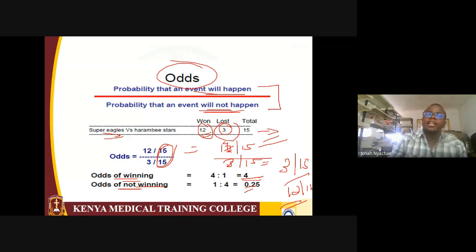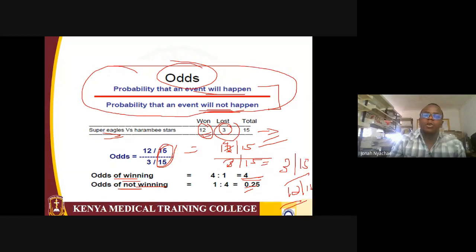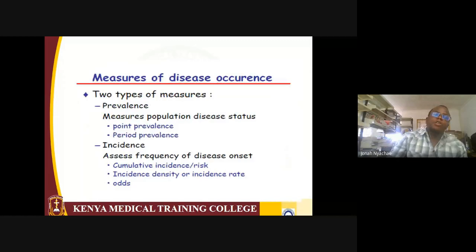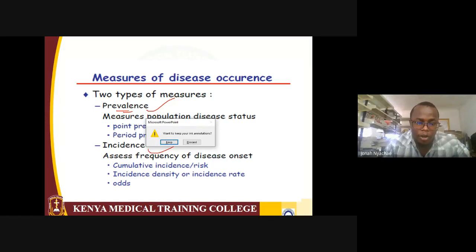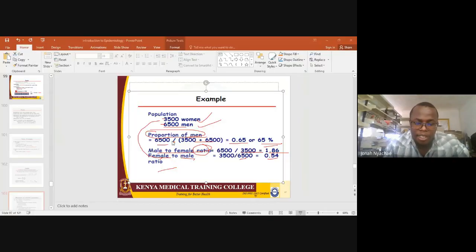So you hear that the odds of Chelsea winning is 3 points. It is basically from this calculation that the odds is the probability that an event will happen over the probability that an event will not happen. We also have measures of disease occurrence, where we have 2 types of measure, that is prevalence and incidence. Unless there is any question on odds before we go to prevalence, let me hear from you.